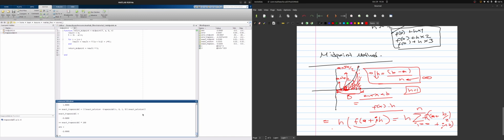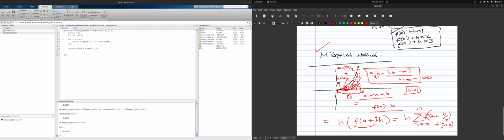So we have seen that the midpoint method actually provides a better way of calculating the integrals between 2 points.